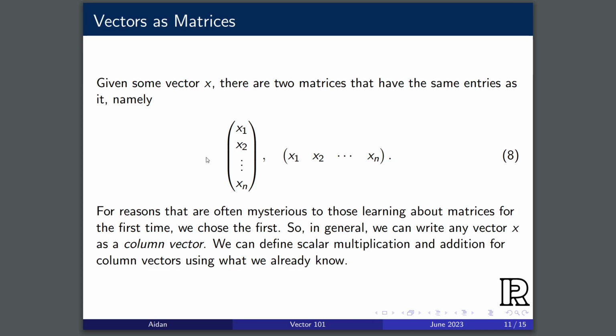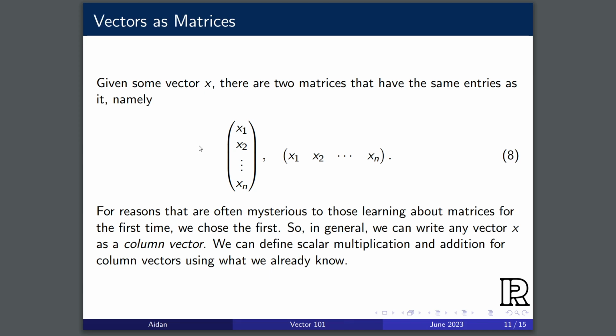For reasons that are often mysterious, we decide that whenever we want to write a vector as a matrix, a matrix that has the same entries as that vector, then we choose to write it as a column. And so we call this a column vector. And so everything we've ever talked about with vectors also works with column vectors. So you can take scalar multiples of column vectors, you can add column vectors, you can take the scalar product of column vectors. It's just another way of writing down the same list.